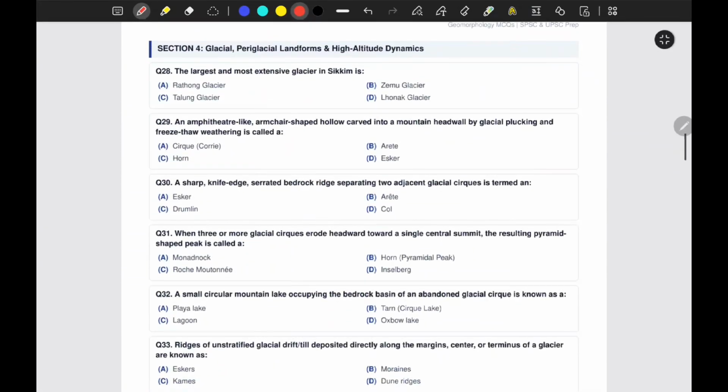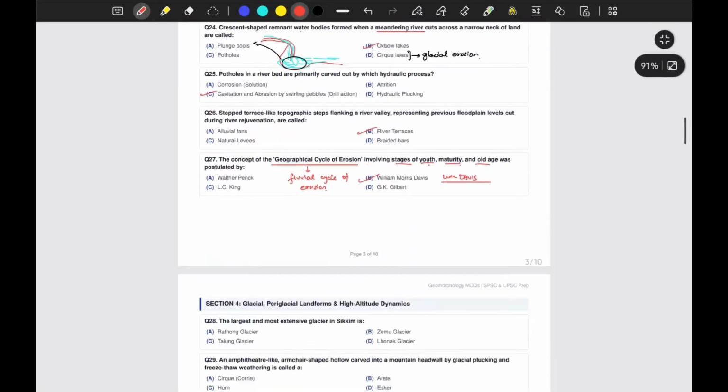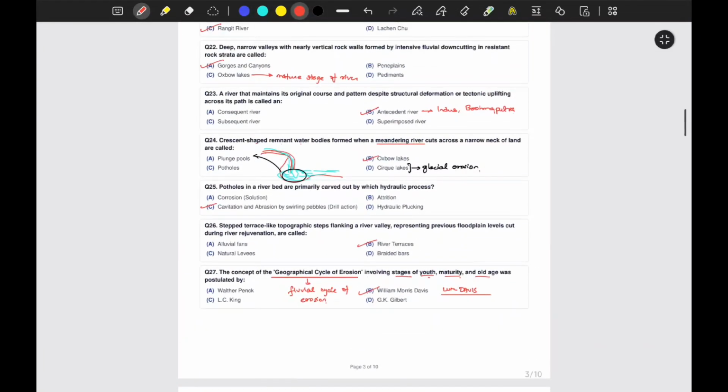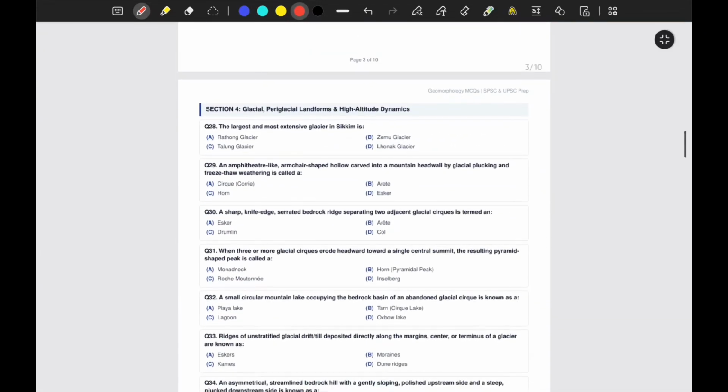I'll repeat again and again that having concepts is very important. Just rote learning the MCQs will not be beneficial for you in the long run. You need to know the concept behind that.